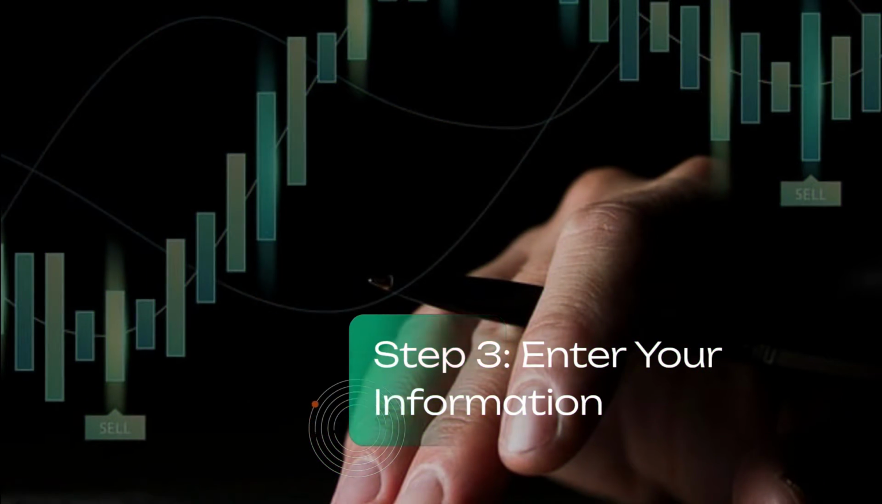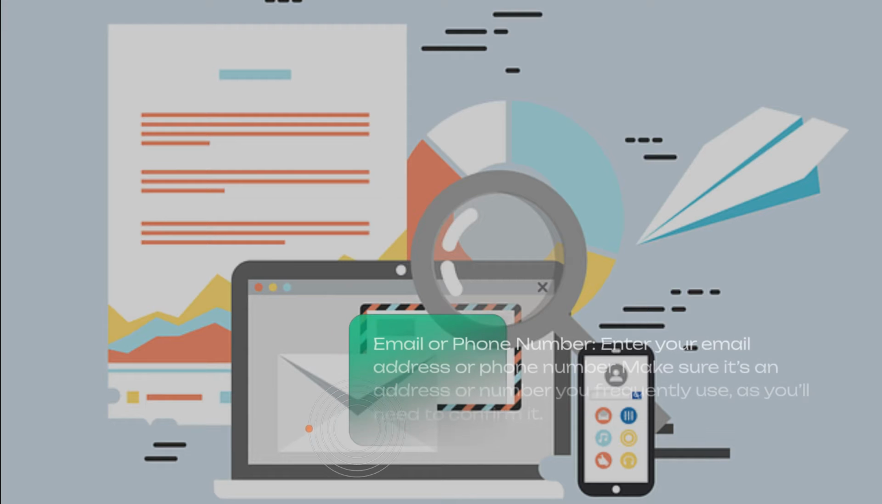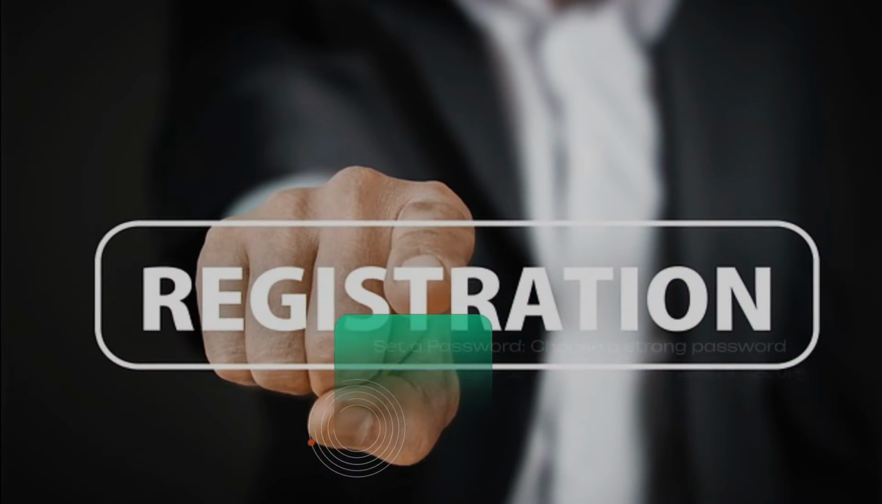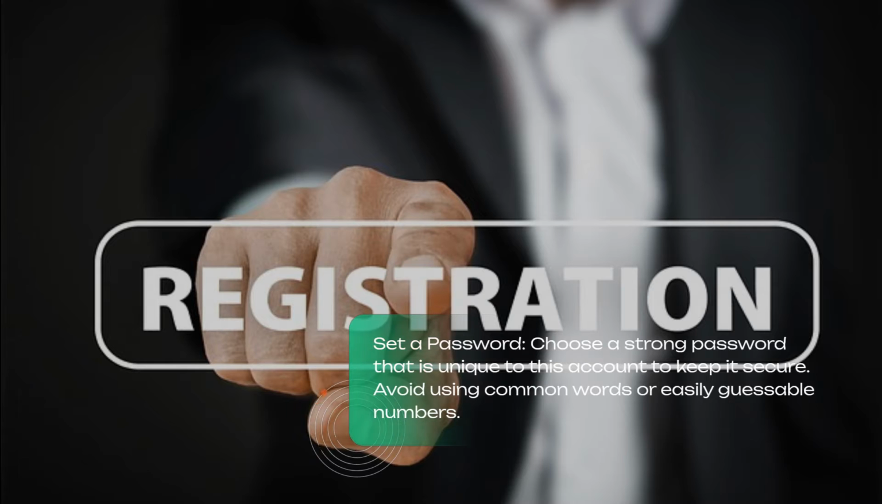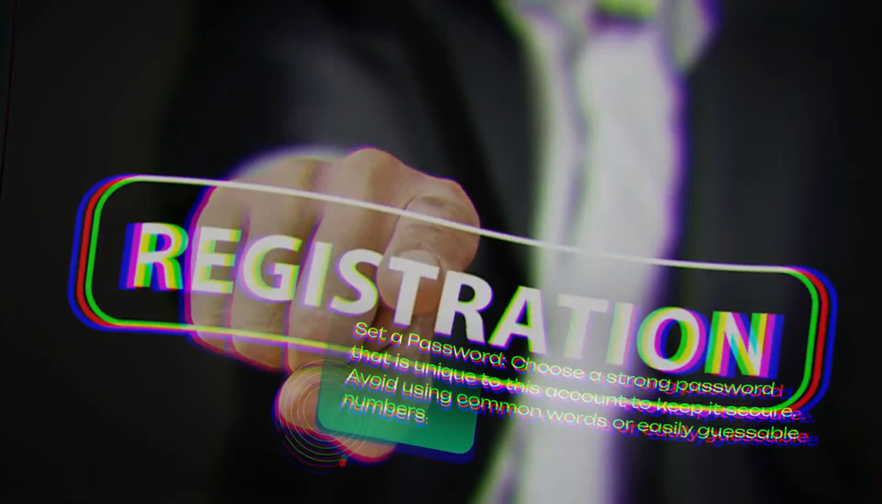Step 3. Enter your information. Email or phone number. Enter your email address or phone number. Make sure it's an address or number you frequently use, as you'll need to confirm it. Set a password. Choose a strong password that is unique to this account to keep it secure. Avoid using common words or easily guessable numbers.